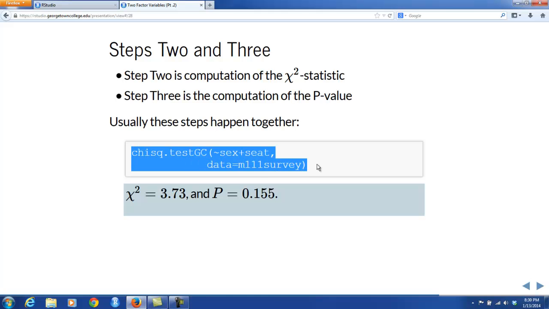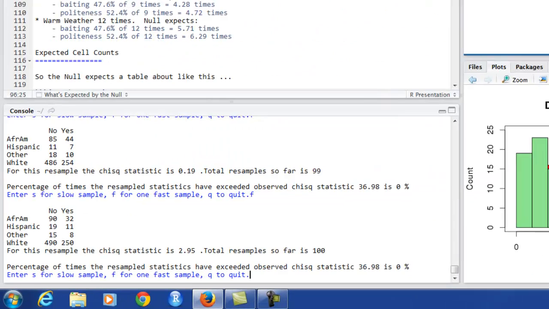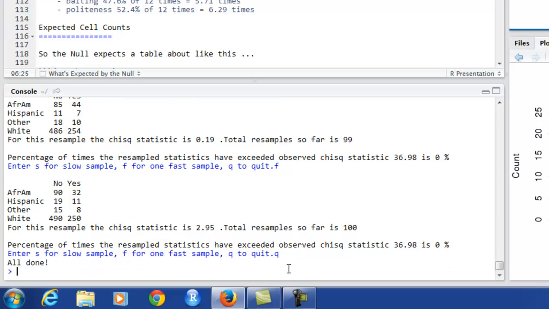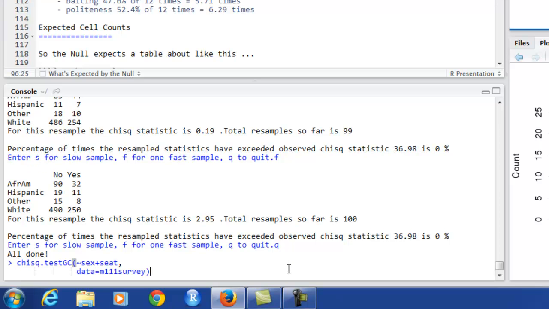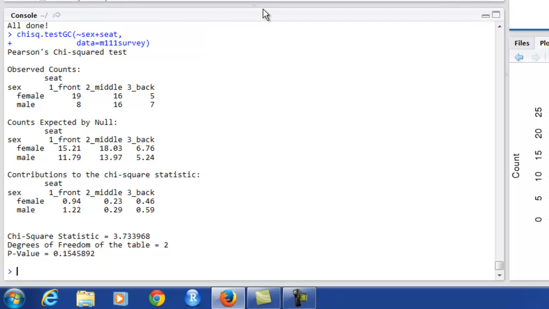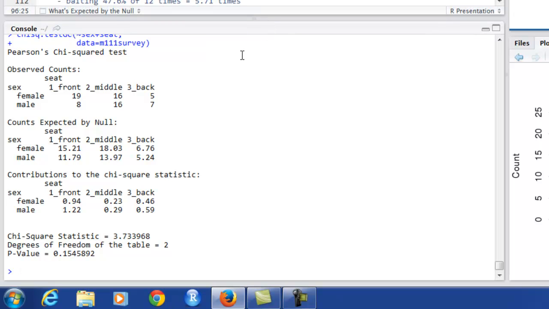I'm going to go ahead and copy this code and try it out in RStudio. Going down to the console, I see I need to quit the previous app. Wait for my prompt. Paste in my code, and out comes something in the console. I'm going to raise the console up so that we can see the whole thing.